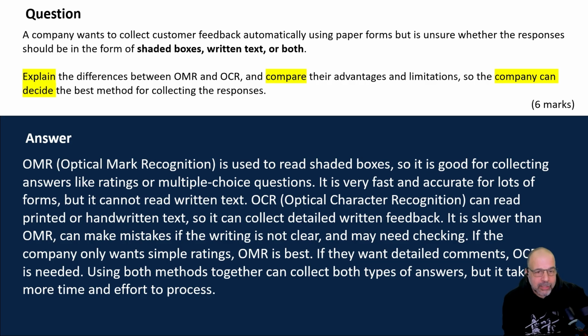Okay, so here's my answer for you. OMR, optical mark recognition, is used to read shaded boxes, so it is good for collecting answers like ratings or multiple choice questions. It is very fast and accurate for lots of forms, but it cannot read written text. OCR, optical character recognition, can read printed or handwritten text, so it can collect detailed written feedback. It is slower than OMR, can make mistakes if the writing is not clear, and may need checking.